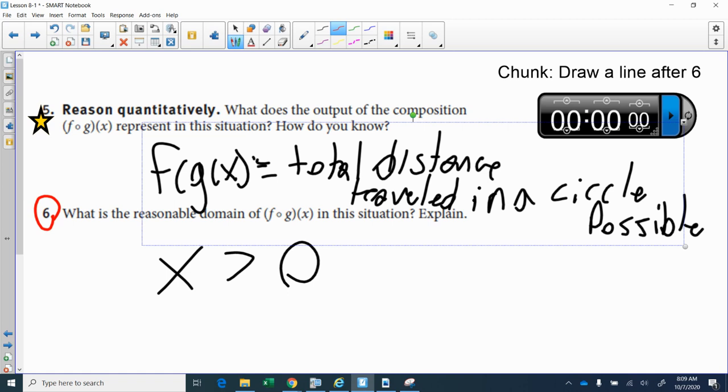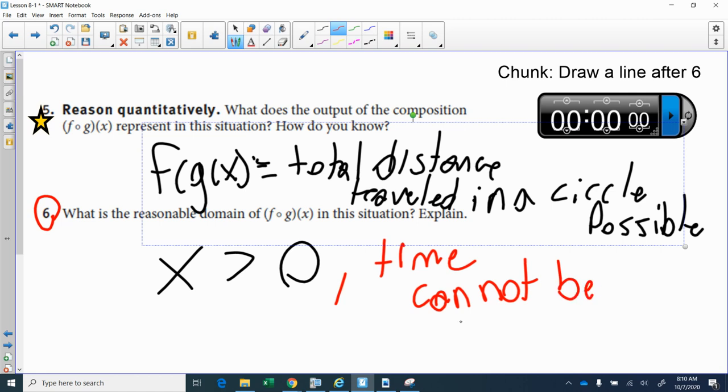restriction, x has to be greater than 0 because time cannot be negative. If he's lost all day, he didn't travel -4 hours, that'd be impossible. That means he's time traveling. So understand that's what we're looking at right now. So when it comes to the domain question, the other third case where we might have a restriction is in a word problem where the x actually has meaning.